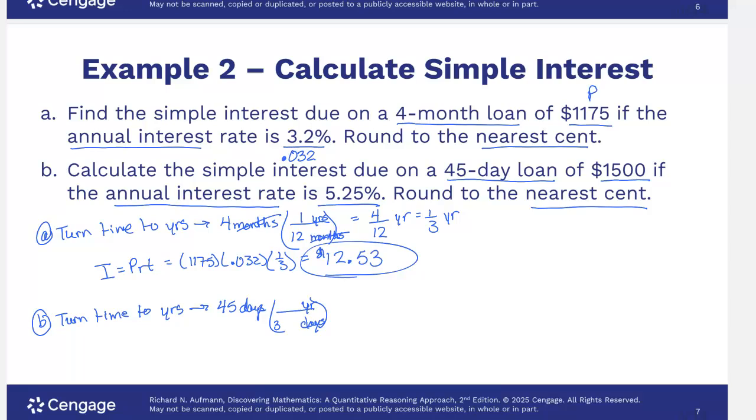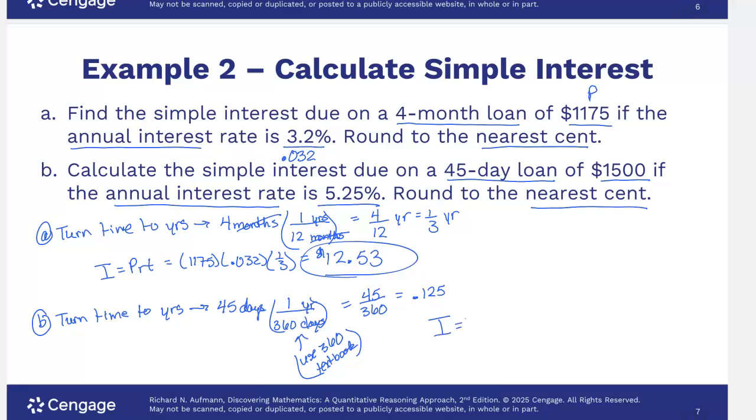There's 365 days in a year, but most banks use 360 to compute this. And that's what our textbook is going to do. So when I compute this, I'm going to have 45 over 360. So 45 divided by 360 is 1/8 or 0.125. That's a nice decimal, so I can use that as a decimal because it ends.